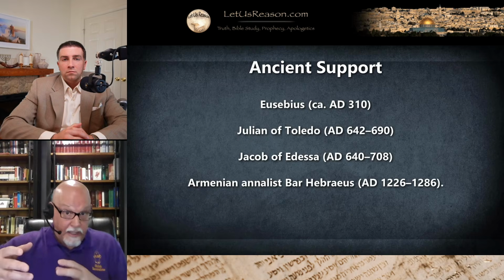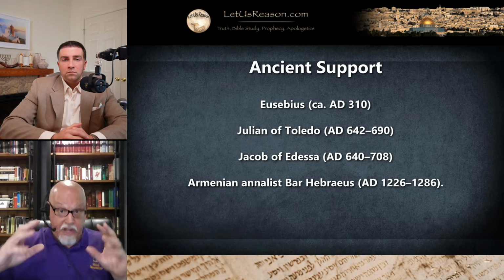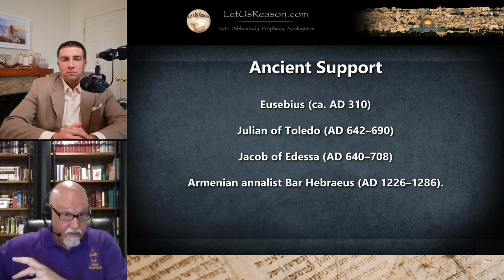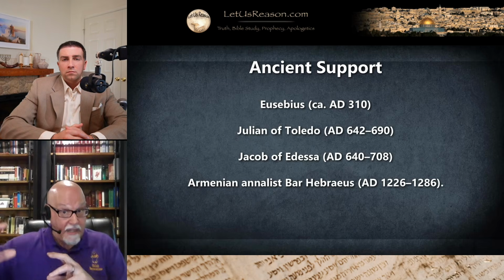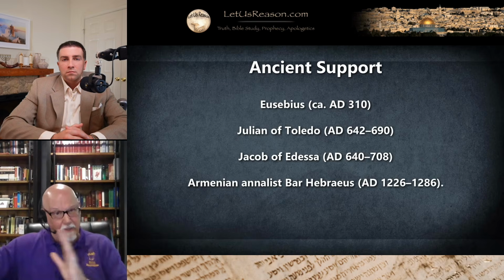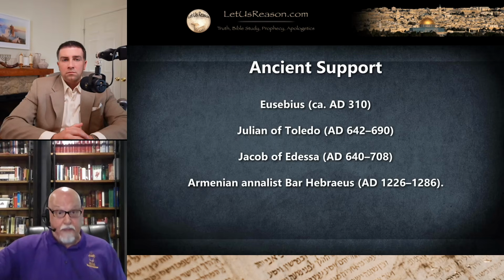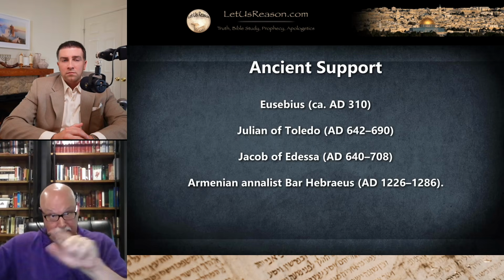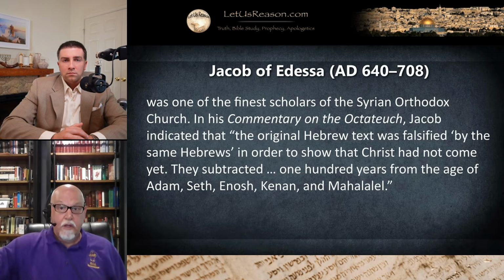We have Julian of Toledo, all the way in Spain, making this argument. Jacob of Edessa is a Syriac scholar in the 7th century, and we're going to talk about him in a moment. And then an Armenian scholar named Bar Hebraeus, a little bit later. Maybe that's not ancient, maybe that's more medieval. But we have a chain of testimony from many centuries ago about this being the reason.